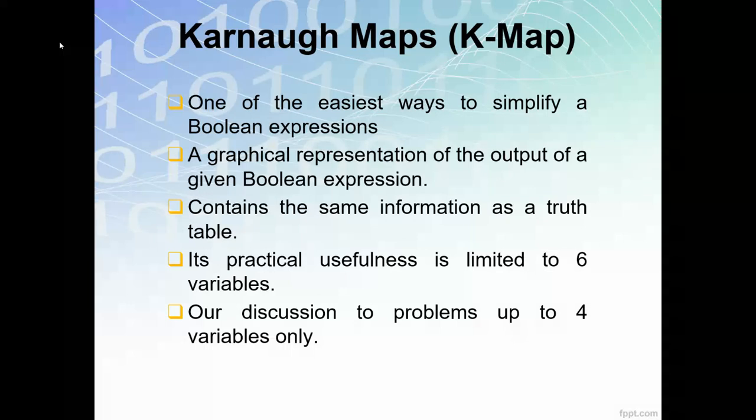So a K-map is a graphical representation of your outputs for the given Boolean expressions. It contains the same information that you have in the truth table. Normally a Kmap is used for two up to six variables, and for this topic we only discuss problems up to four variables.